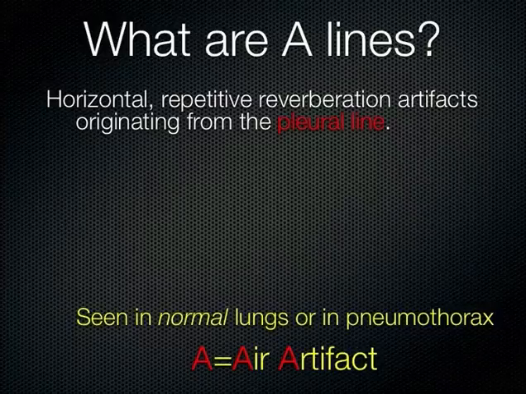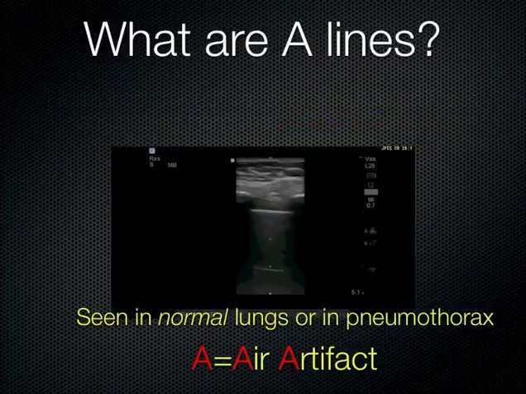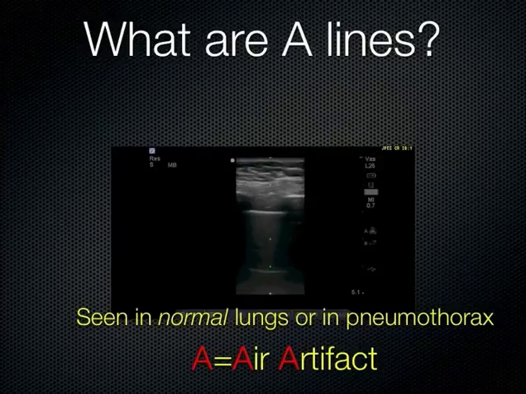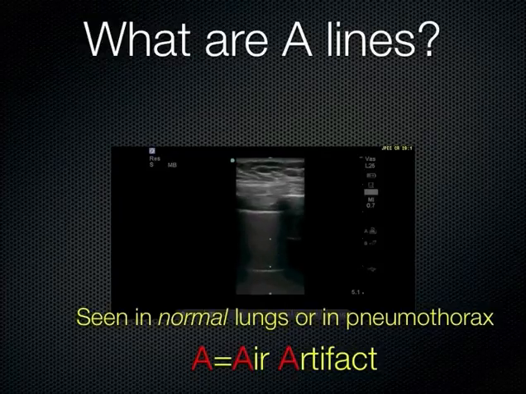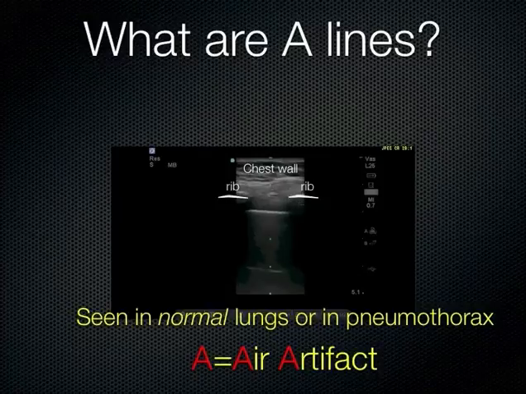You can see A lines in normal lungs or in pneumothorax because A just means air. It doesn't tell you where the air is, it just tells you there's air. The air could be in the lung in a normal situation or outside the lung in a pneumothorax. So to show you what we're looking at here, this is the chest wall. This is obviously a high frequency probe. Then you have the ribs. The cortex of the ribs are bright white. The pleural line, or visceral parietal pleural interface, is just below, usually about a half centimeter below the ribs, depending on the patient's body habitus.